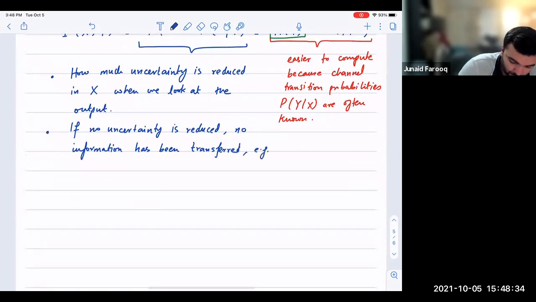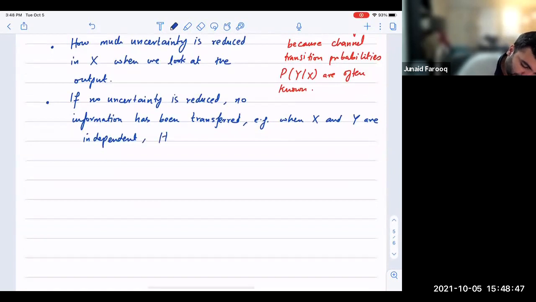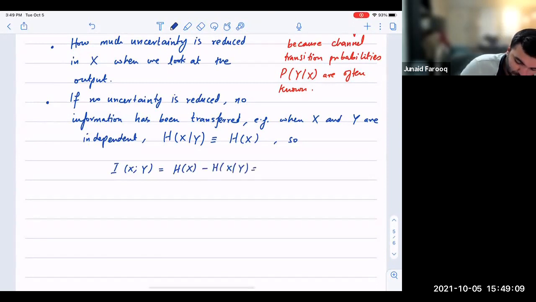Okay, so for example, when X and Y are independent, the H of X given Y is actually just H of X, right? So the mutual information is H of X minus H of X given Y, which is just H of X minus H of X, and it's going to be 0, right? If X is independent of Y.